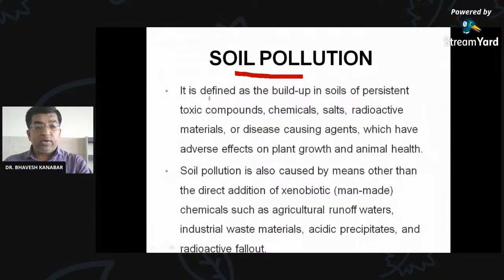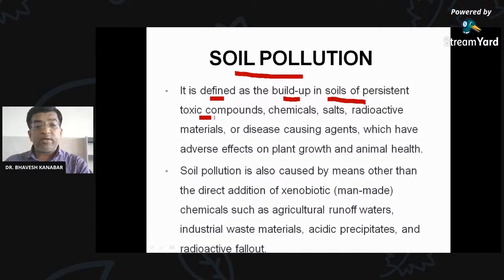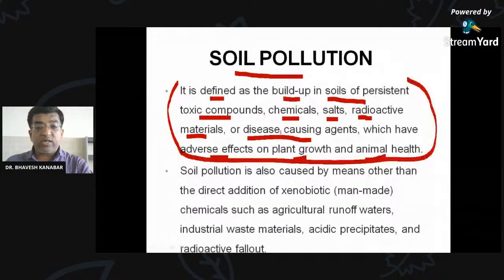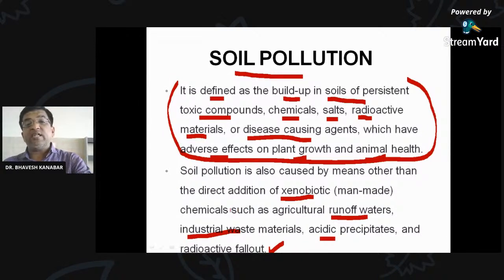So we are more interested in soil pollution. It is defined as the building up in the soils of persistent toxic compounds, chemicals, salts, radioactive material, or disease-causing agents which have an adverse effect on plant growth as well as animal health. So this is a very easy definition, if you understand it. Why is there soil pollution? Because of the presence of toxic compounds, chemicals, salts, radioactive material, and disease-causing agents. Those are microorganisms that can cause ill effects on the animal as well as plant. So soil pollution is caused by means other than direct addition of xenobiotics, meaning man-made chemicals, as well as agricultural runoff of water, then industrial waste material, acidic precipitates, and radioactive fallout. This we are going to see in detail in later slides, so it will be very much clear to you.